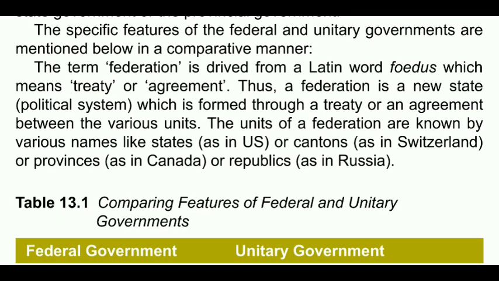The term federation is derived from a Latin word foedus, which means treaty or agreement. Thus, a federation is a new state political system which is formed through a treaty or an agreement between the various units. The units of a federation are known by various names like states as in US, or cantons as in Switzerland, or provinces as in Canada, or republics as in Russia.